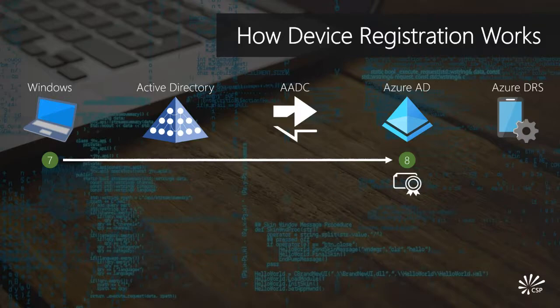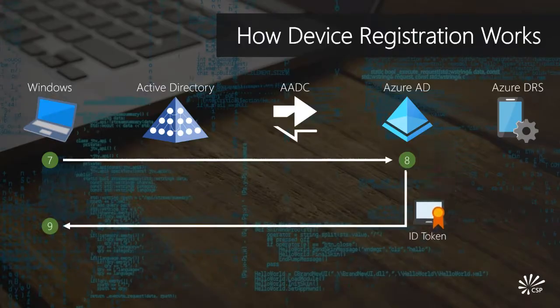Once the join task detects that the Azure AD computer object has been updated, Windows is going to try to authenticate itself against Azure AD by using the private key of that self-signed certificate.